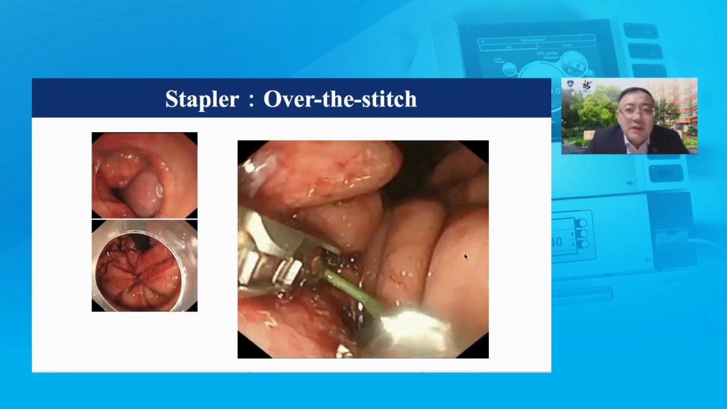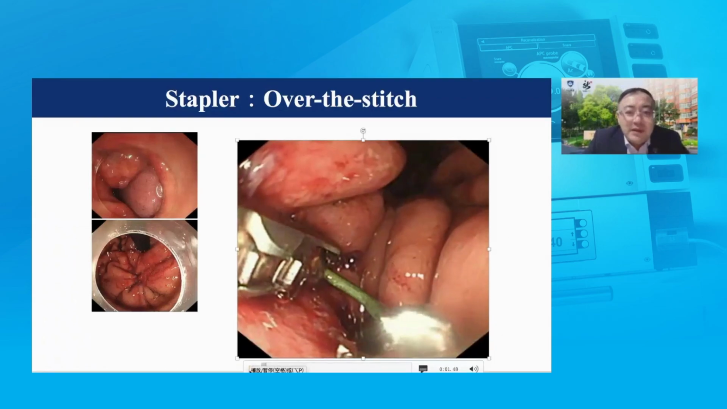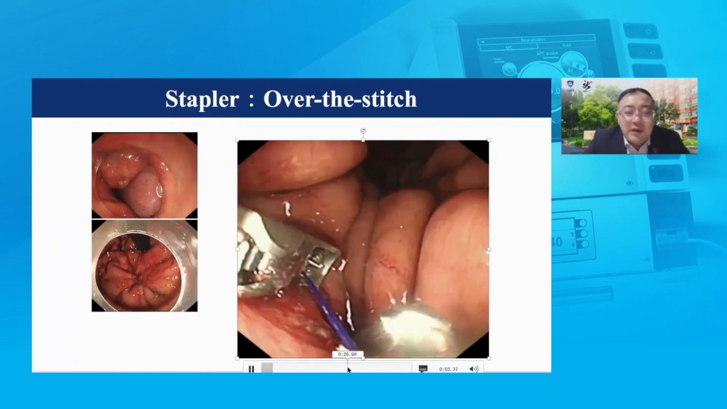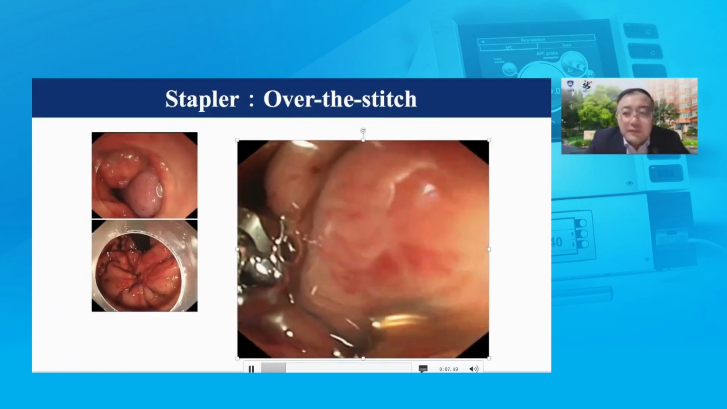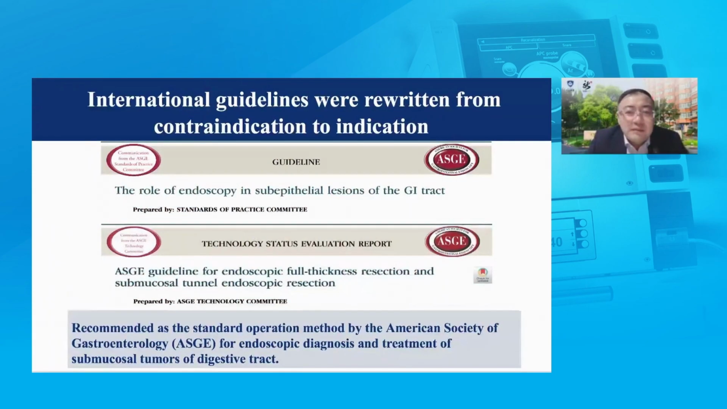In Western countries, OverStitch is the main suture device to close the huge defect of perforation during endoscopic resection. So for ESE and full-thickness resection, it is not recommended as a standard operation method by the guidelines for endoscopic diagnosis and treatment of submucosal tumors of the digestive tract.